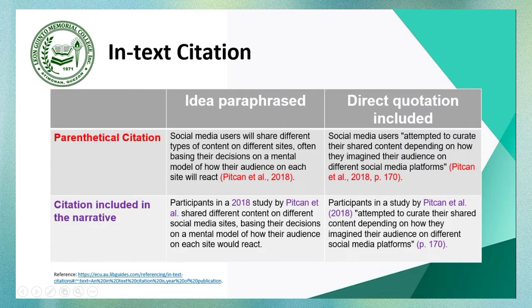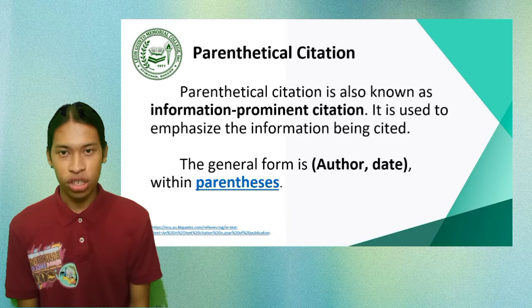In-text citations can either be in parenthetical form or have part of the citation included in the narrative of your work. As shown in the example here, parenthetical citation is seen at the end of each sentence. On the other hand, the narrative citation is included in each sentence. Take note that when quoting, page numbers are necessary as they make it easy for a reader to locate a quote.